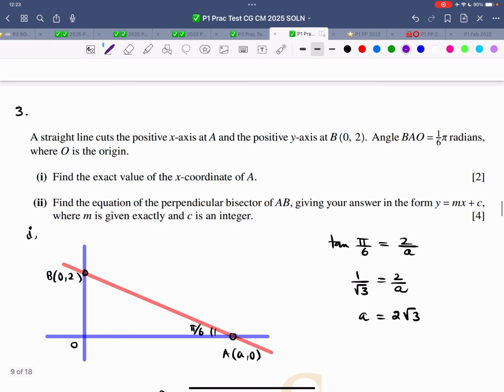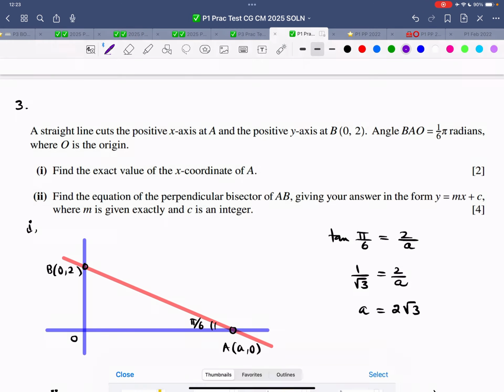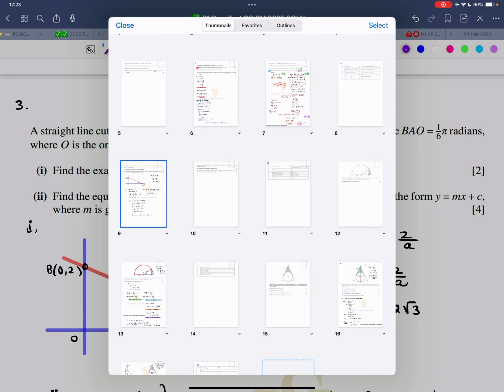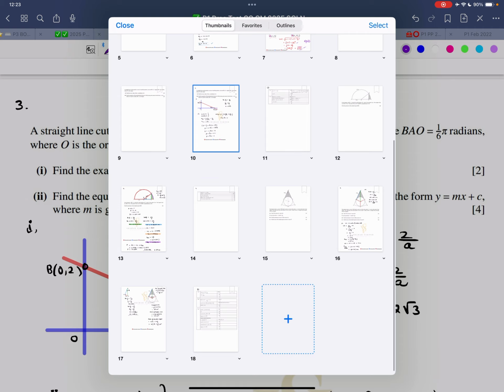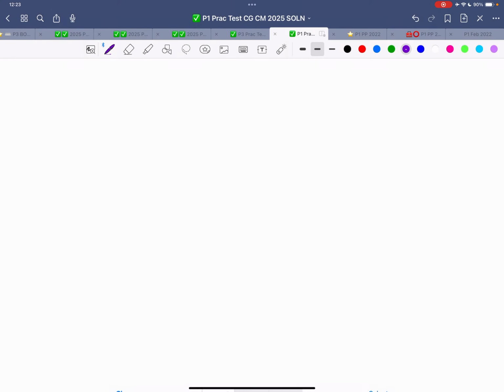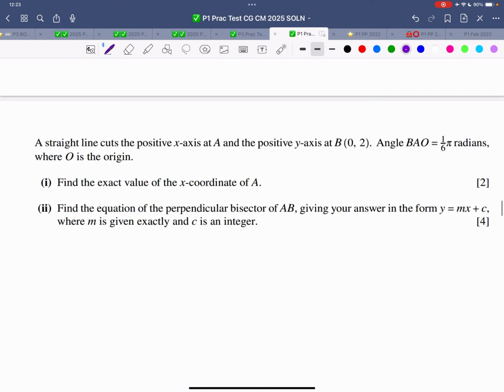The third one, it says a straight line. Let me first show you this thing. So let me just reposition it. And I think everything else is all good. Now let me first show you the question. It says a straight line cuts the positive x-axis at A, positive y-axis at B. That means the line would be going like this. This angle BAO is pi by 6 radians, where O is the origin. Find the exact value of the x coordinate.